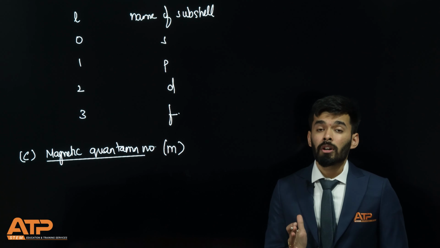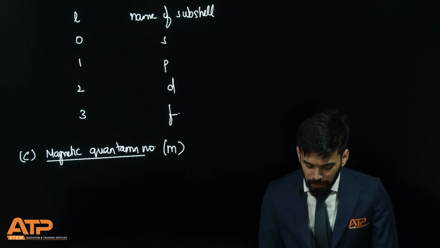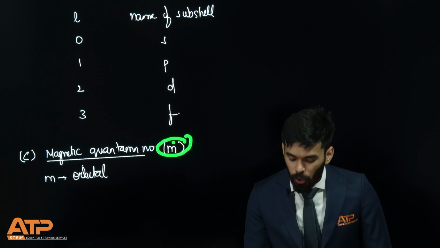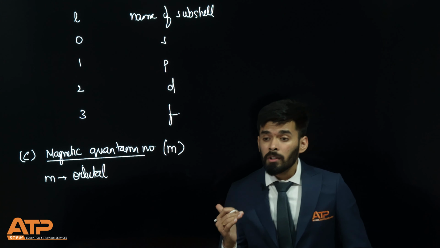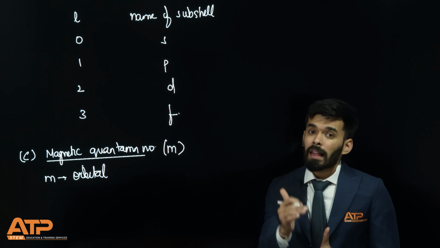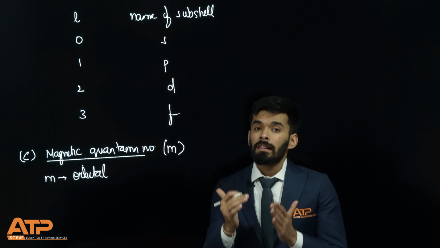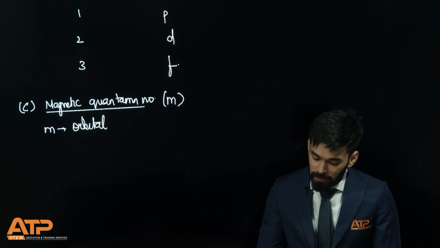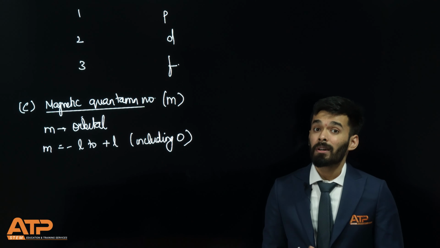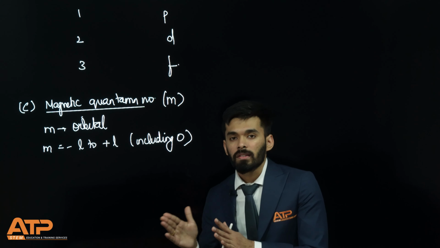After this, let's talk about magnetic quantum number. Magnetic quantum number is represented by M. Magnetic quantum number is concerned with how many orbitals are there in each subshell. So inside subshell there are orbitals, and magnetic quantum number tells us about those orbitals. And the value of magnetic quantum number lies from minus L to plus L including 0.